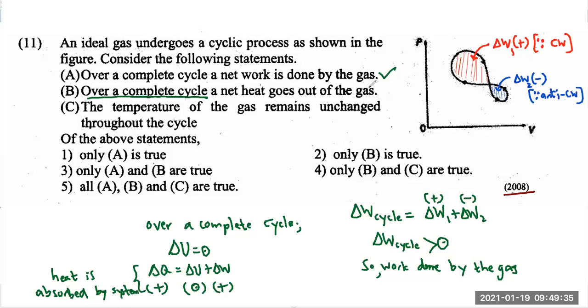Hope you guys understood that. So this is incorrect. This is wrong. The second part is wrong because they are saying it goes out of the system. We have proved that it goes into the system. The temperature of the gas remains unchanged throughout the cycle. That is also wrong. Why?